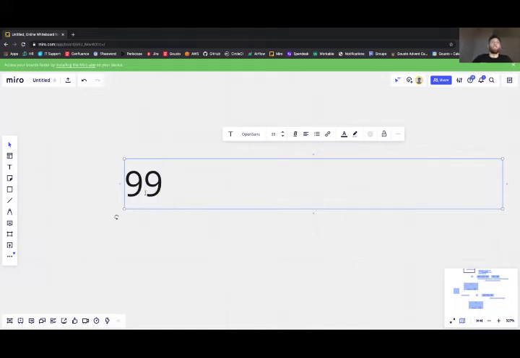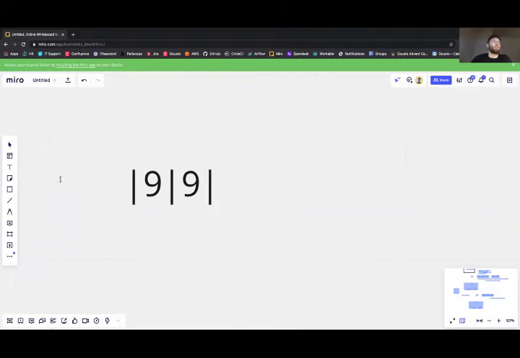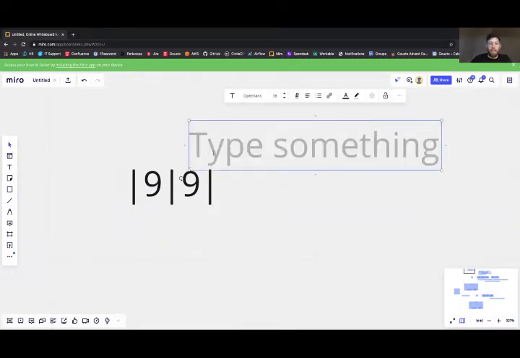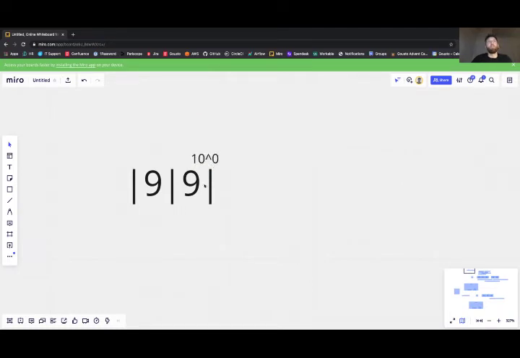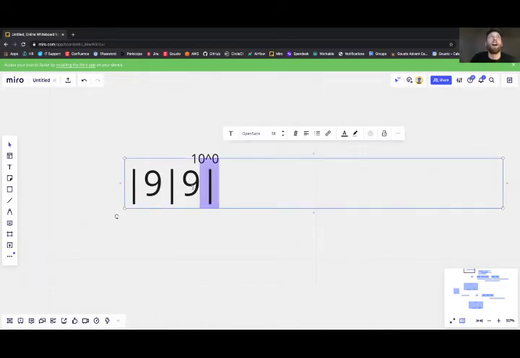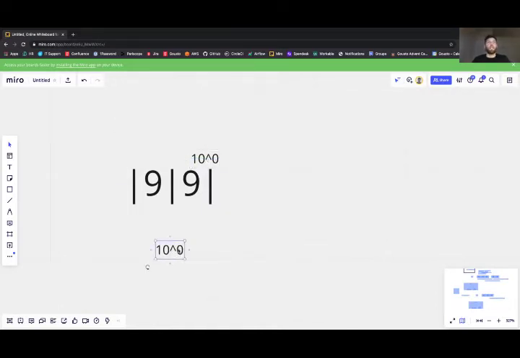Well, it turns out that this place, the ones place, this essentially corresponds to 10 to the power of 0. So the ones place in a base 10 number system means how many of 10 to the power of 0 do I want to represent in this number? I want 9 10 to the power of 0. What is 10 to the power of 0? Well, 10 to the power of 0 equals 1, just in case you didn't know that.